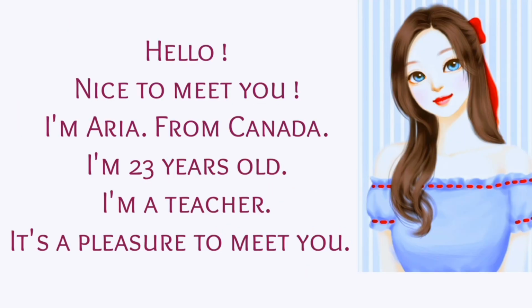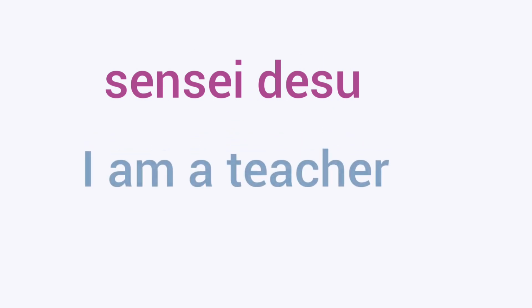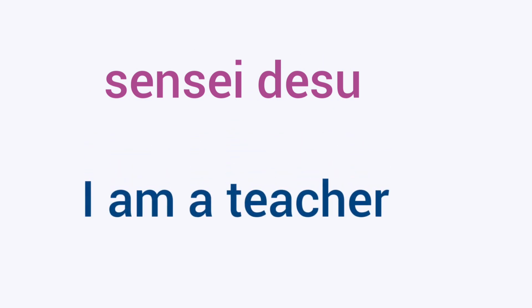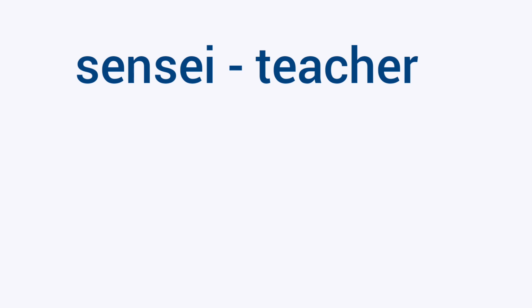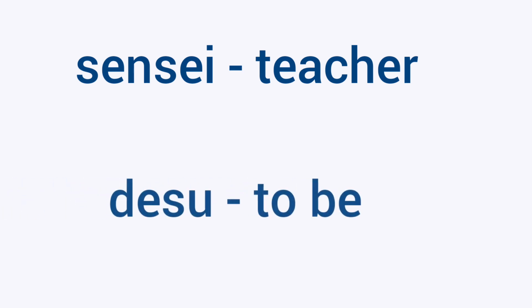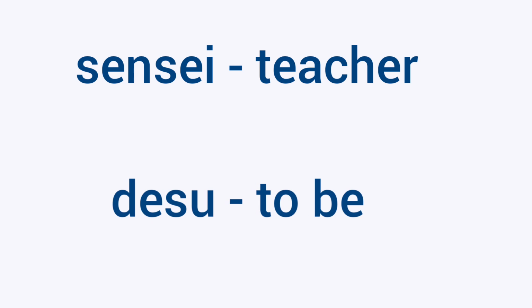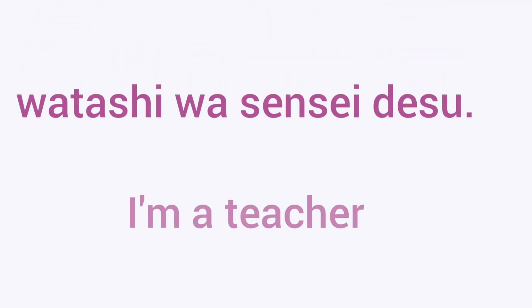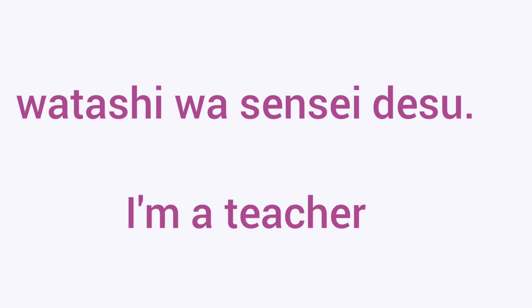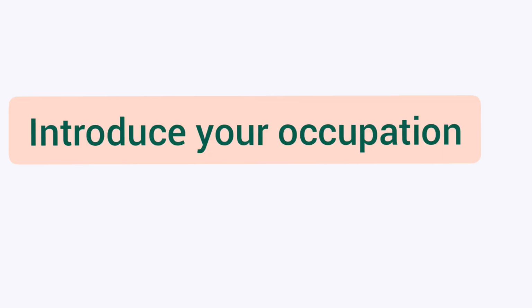After that, Aria said that she is a teacher. In Japanese, she said sensei desu, which means I'm a teacher. Sensei means teacher in Japanese. Desu means to be. It's a common word used to end sentences. So you can introduce your occupation in Japanese like this.